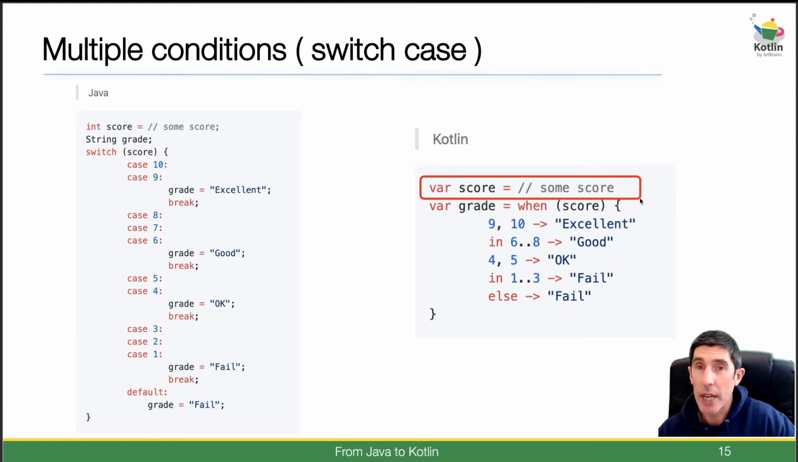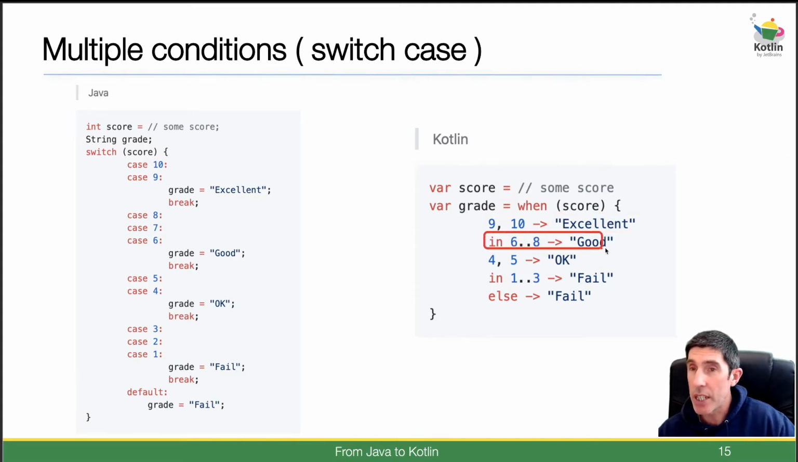So we would assign score to some score, wherever it would happen to be, and then we can use a when clause. So when the score is 9 or 10, the result is excellent, so excellent would get assigned to grade. If it's in the range of 6 to 8, it's good. If it's a 4 or a 5, it's okay. If it's in the range of 1 to 3, otherwise it's a fail.